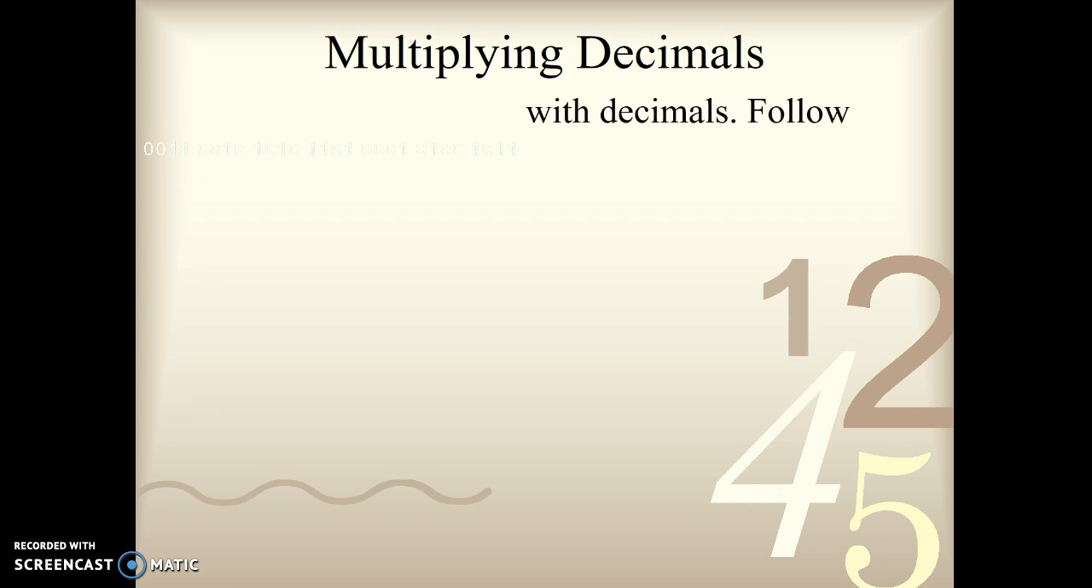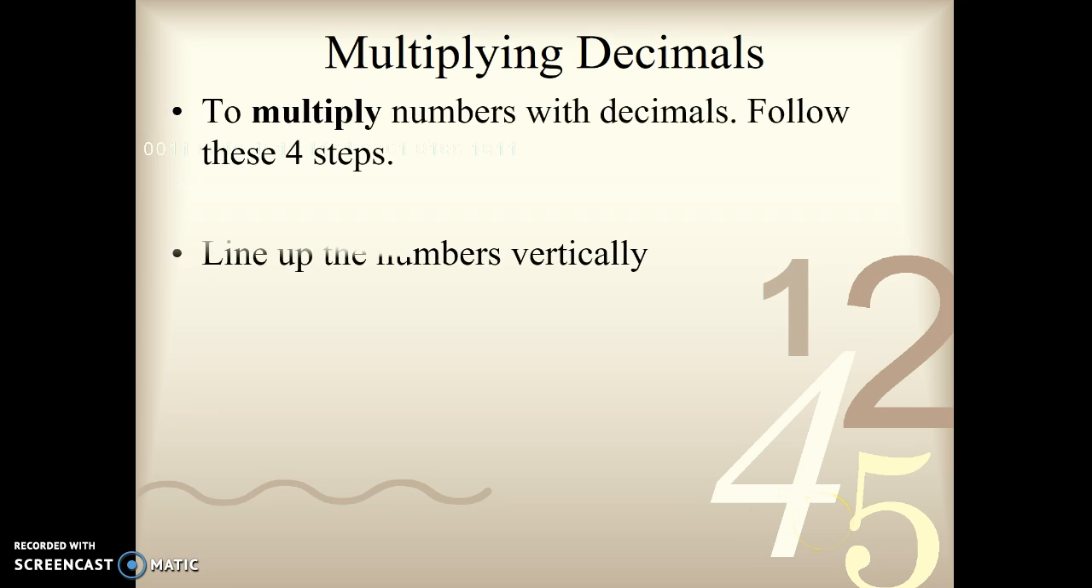All right, so to multiply numbers with decimals, follow these 4 steps. Number 1, line up the numbers vertically. Okay, this is different than addition and subtraction. Remember, in addition and subtraction, I had you line up the decimals. Now we're going to line up the numbers. And the way I remember this is I say line up digits, not decimals. Okay, so we're going to line up digits, not decimals.